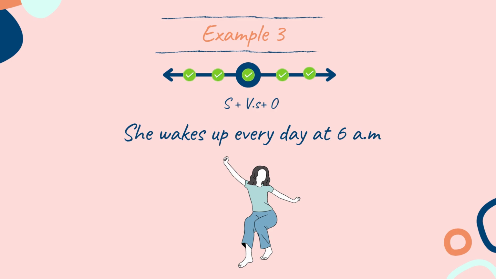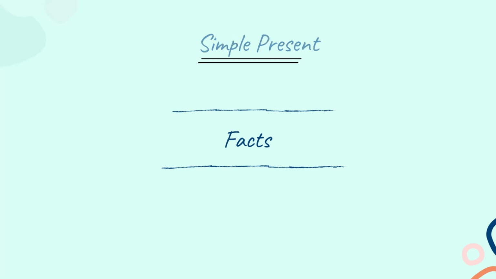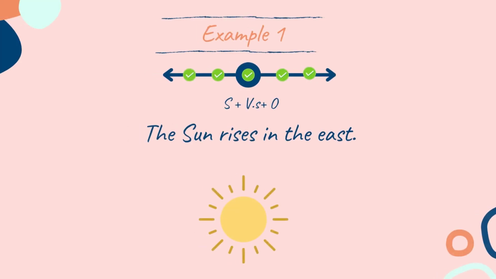Now, let's look into another usage of simple present tense. Simple present tense is also used when we are stating a fact or truth. Let's look into examples to understand it. The sun rises in the east. The sun rises happens in which direction? It is in the east. It is a universal fact. So we have used simple present tense.